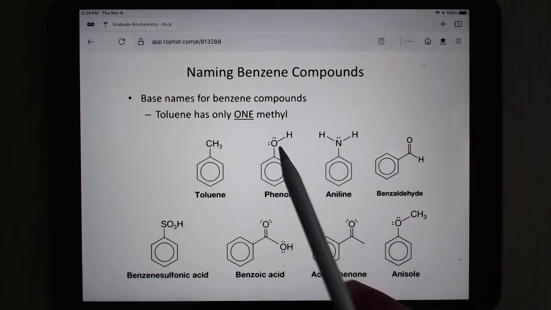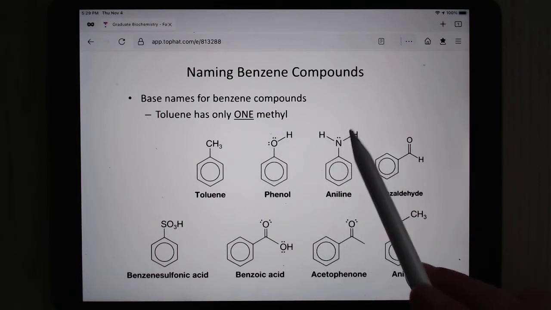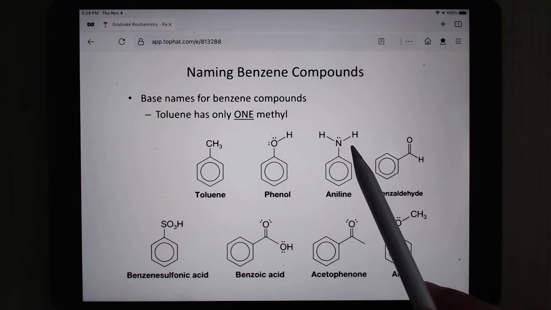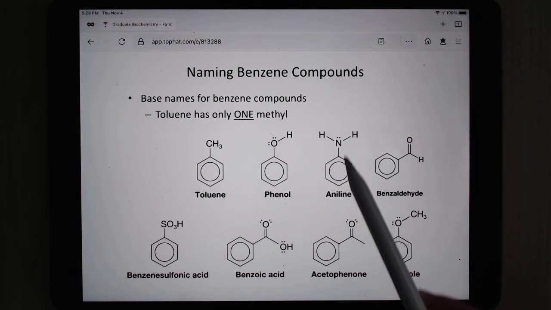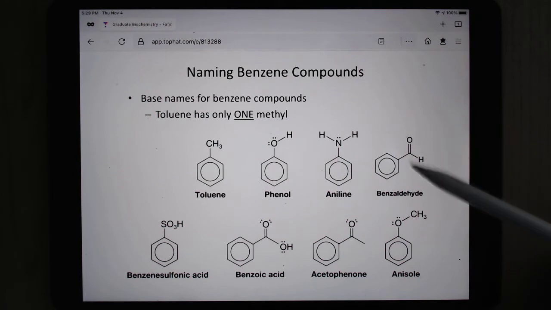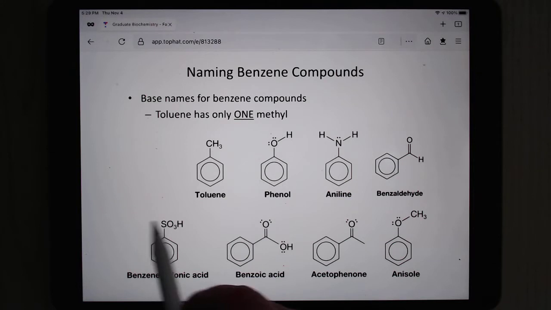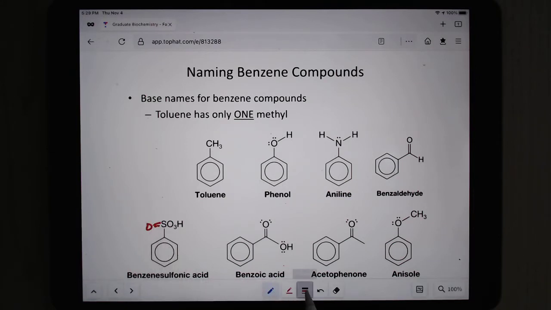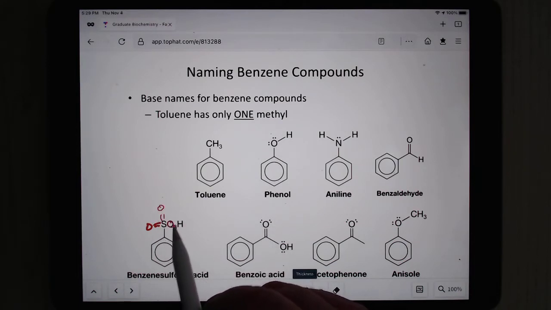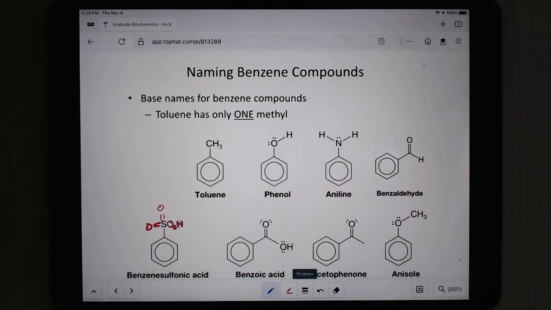Phenol has the OH hanging off of it. Aniline has an amine. It doesn't necessarily have to have hydrogens here. It can have other groups hanging off, but it needs to have the nitrogen right next to the benzene ring. Benzaldehyde here with the aldehyde on here. Benzene sulfonic acid, right? So if you were to write it out, it would be the sulfur, and then OH. That's what it would look like.